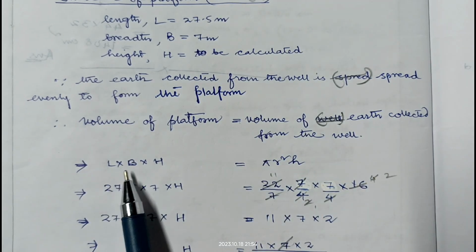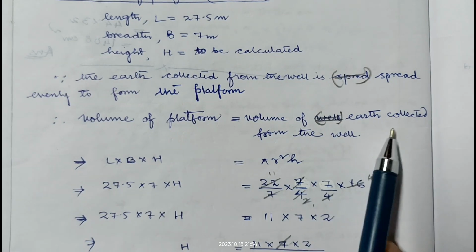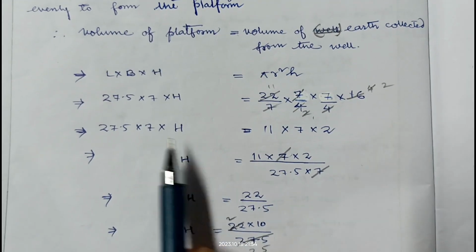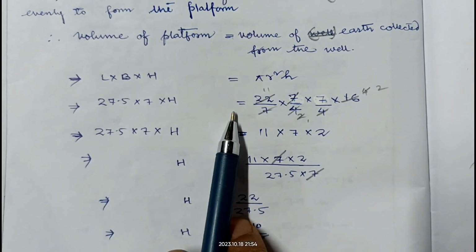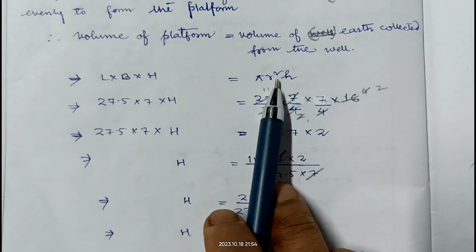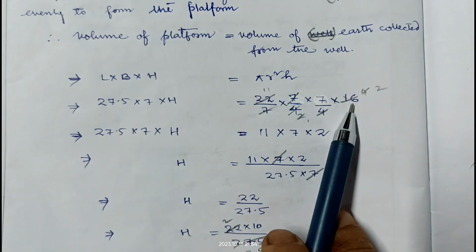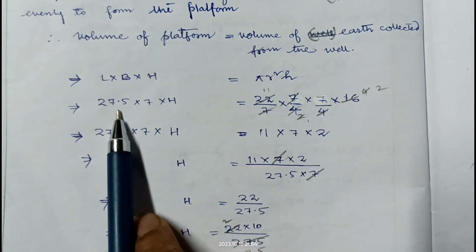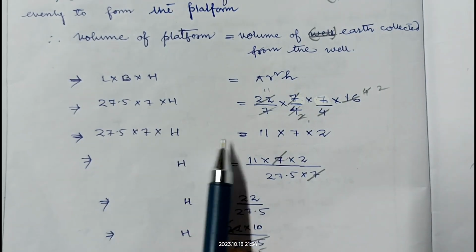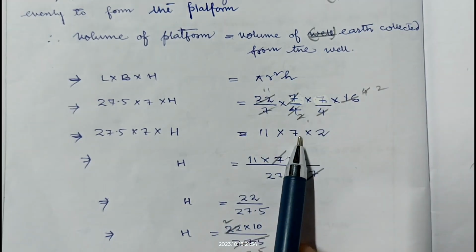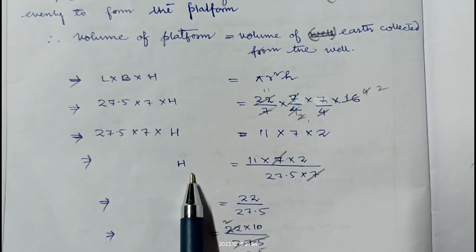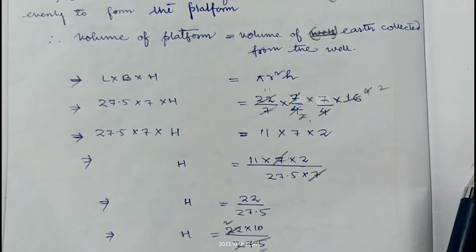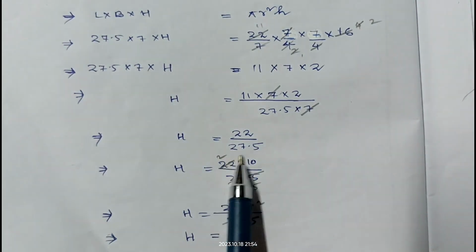Now volume of the platform is length into breadth into height, and volume of the earth collected from the well will be the volume of the cylinder, which is pi r square h. Now length is 27.5, breadth is 7, height is h, equals pi is 22 by 7 into r square, 7 by 4 into 7 by 4, into height is 16. Now 4 into 4 is 16, it can be cancelled. 7 can be cancelled. So here we got 27.5 into 7 into h equals 11 into 7 into 2. So h equals 11 into 7 into 2 divided by 27.5 into 7. Again 7 can be cancelled. So h equals 22 by 27.5.